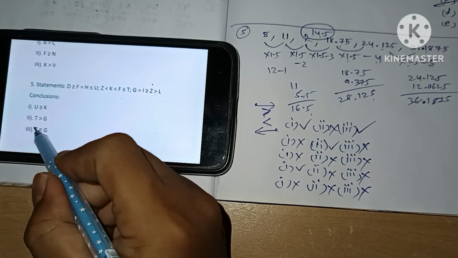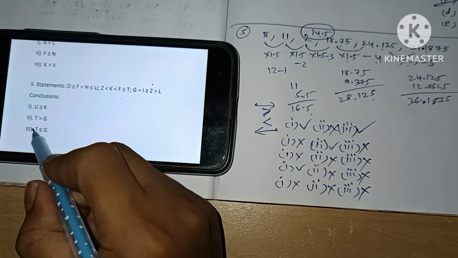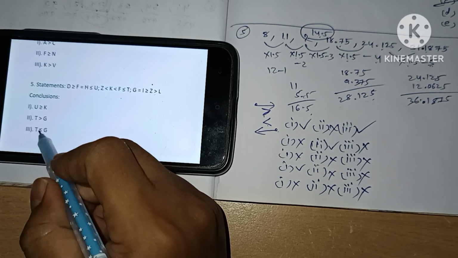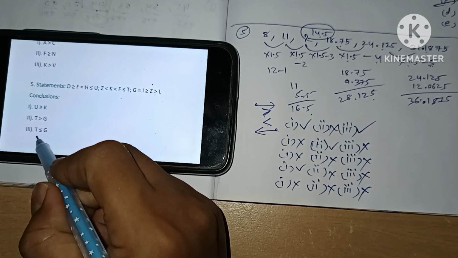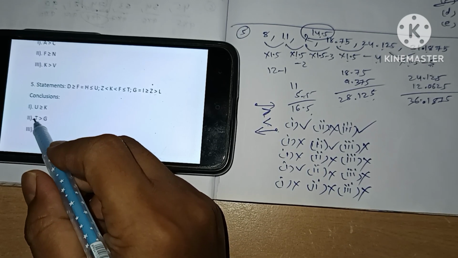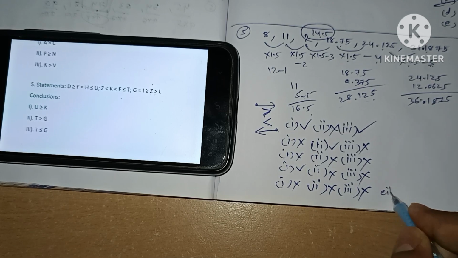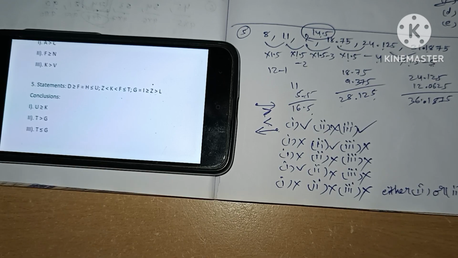But here we can see these two options are T and G. We have T and G, and the symbols in between them are T is greater, T is lesser, T is equal to. So all the three symbols are in between T and G. So the answer for this question will be either 2 or 3.